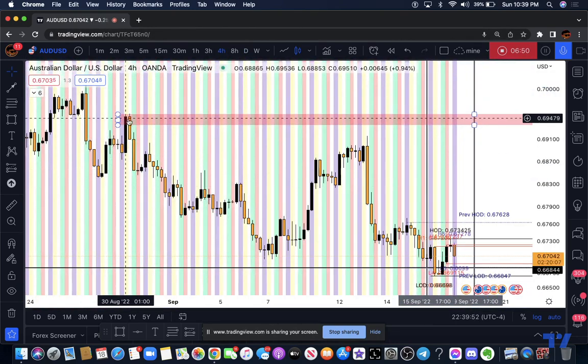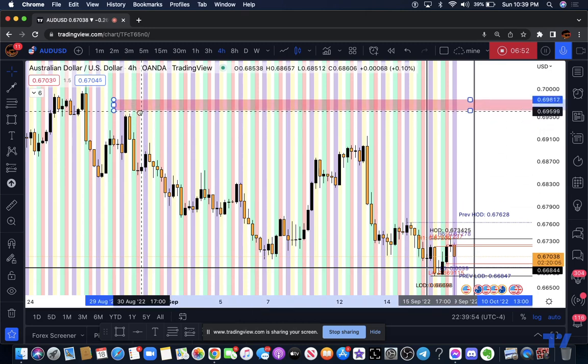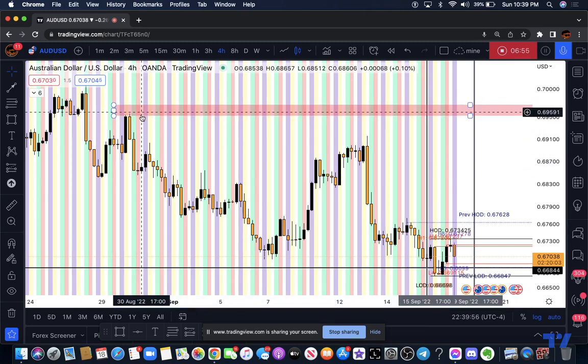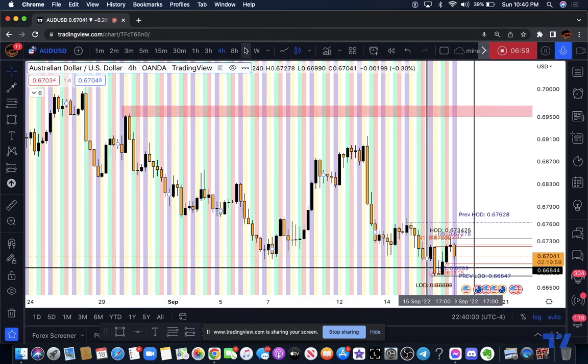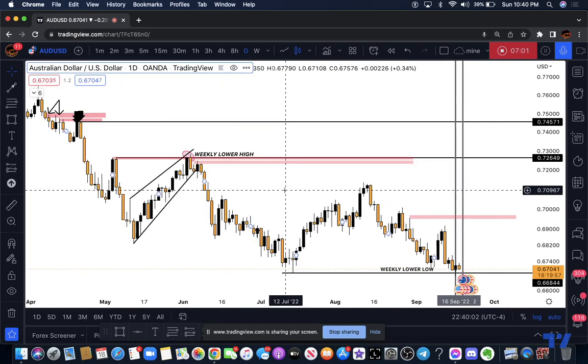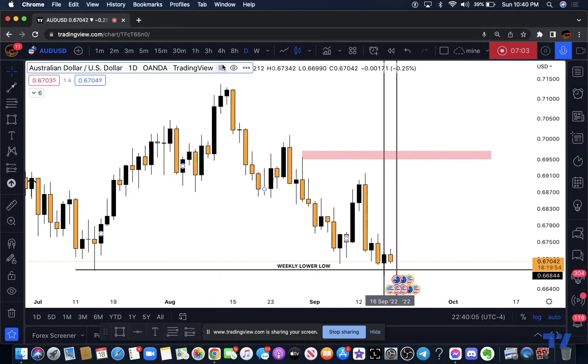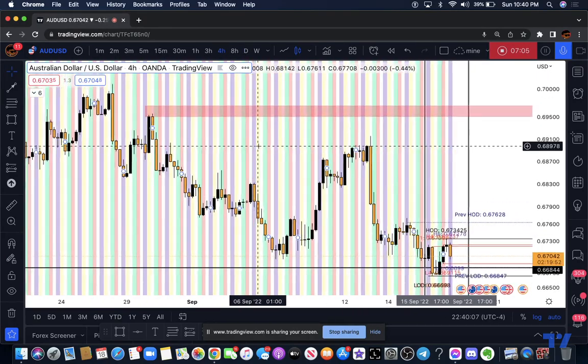Go to my H4, just refine that area. Didn't quite come back to that area of supply.